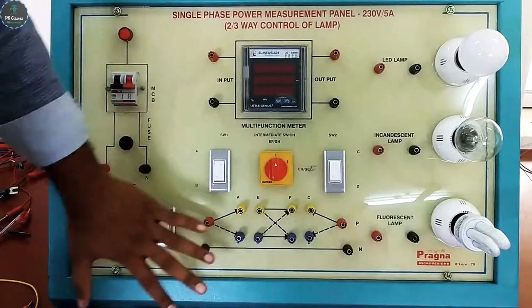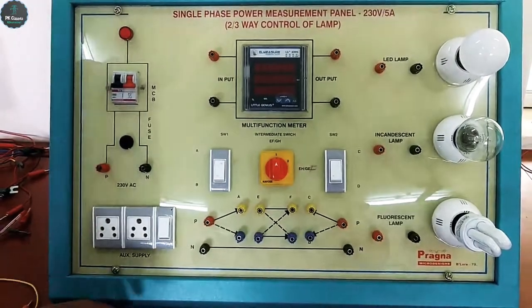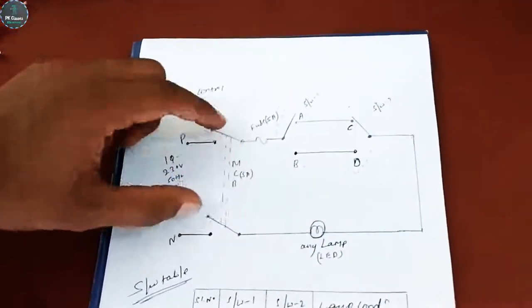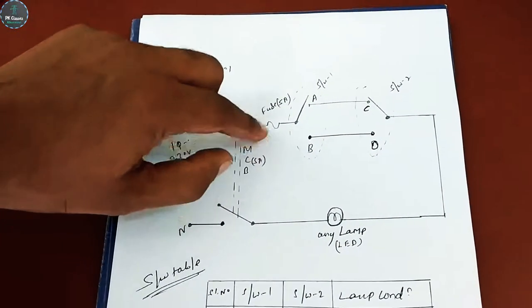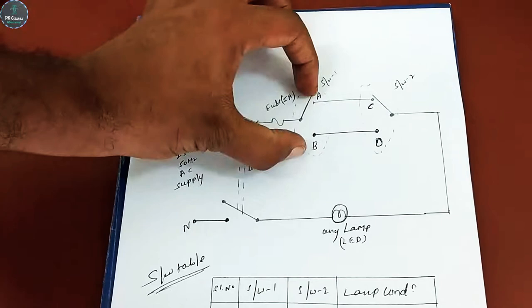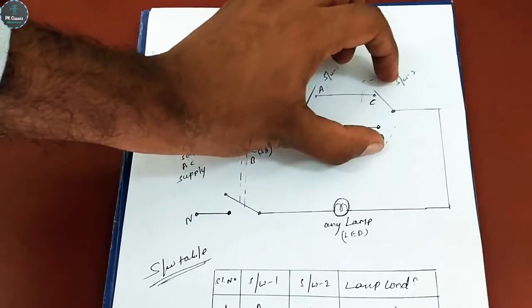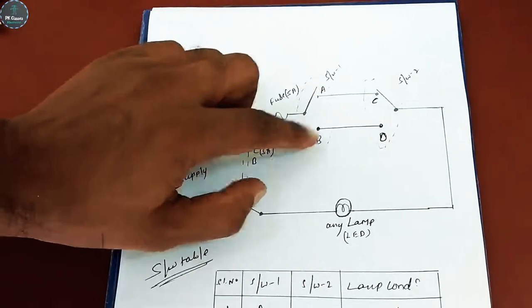And this one is the wiring connections. As you can see in the circuit diagram, there is a phase, a neutral, an MCB and a fuse. There are two switches we are using: switch 1 is an SPDT and switch 2 is also an SPDT. The terminals are A, B, C, D.